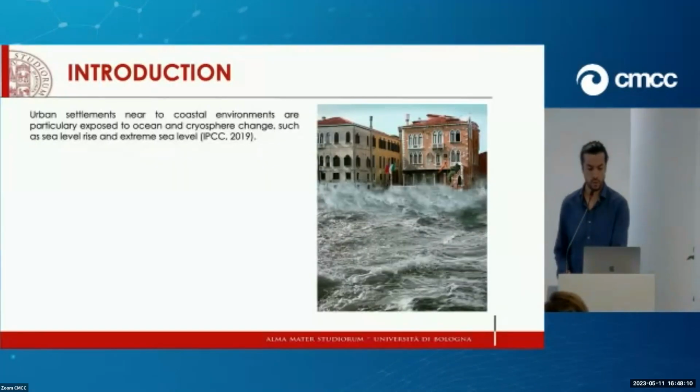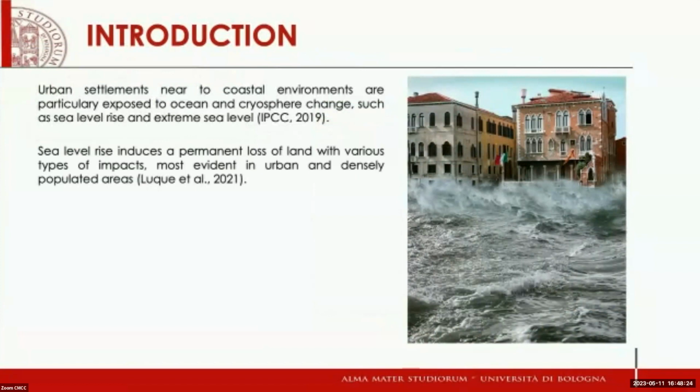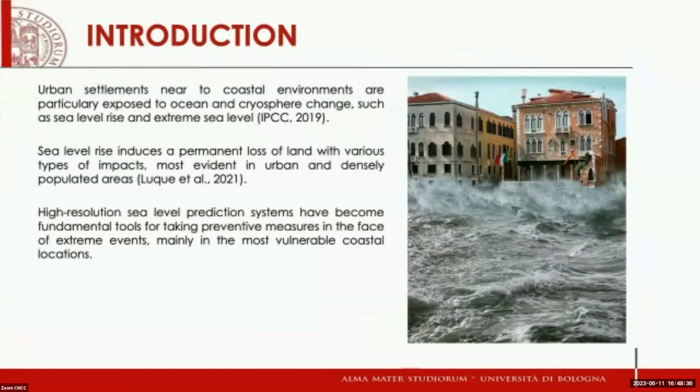Starting with the introduction, urban settlements near coastal environments are particularly exposed to ocean and cryosphere changes, such as sea level rise and extreme sea levels. This rise in the sea level induces a permanent loss of land, with various types of impacts, which are most evident in urban and densely populated areas.